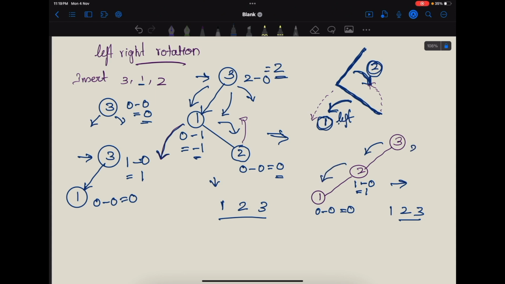So 2 minus, and the right hand side nothing is there, so 0. So 2 minus 0 equal to 2. Conditions are false. So now how to do the top level rotation. So now this will be the next level rotation.